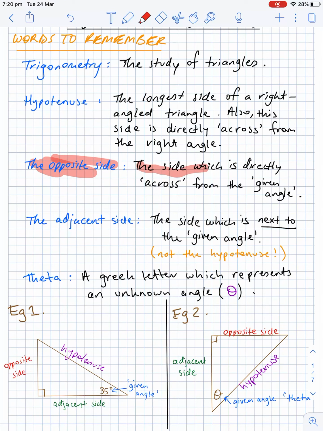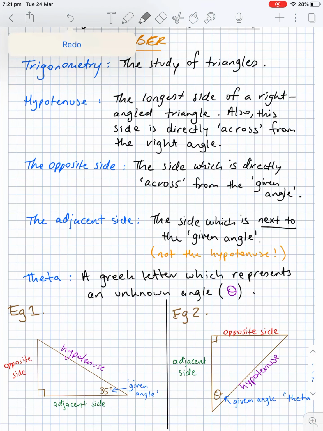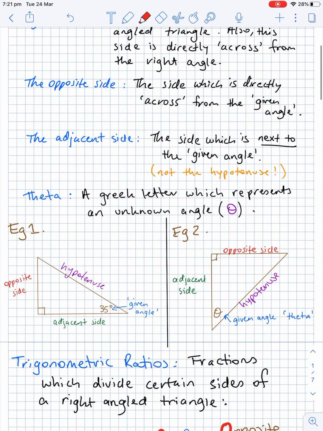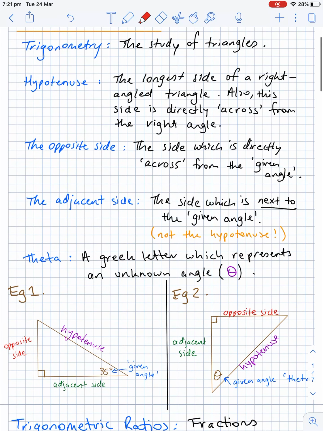That's the side which is directly across from the given angle. So in these triangles that we're dealing with, we're always going to be given some sort of angle, and that's not going to be the right angle. So make sure you don't get that confused. Okay, so down here, there's my given angle, my 35 degrees. I gave that one to you. And if we go directly across from that, we get to our opposite side. So that's the idea. Over here, the given angle is this theta here. We'll get to that in a second. If I go straight over to the other side, there's my opposite side. So again, opposite side is pretty straightforward.